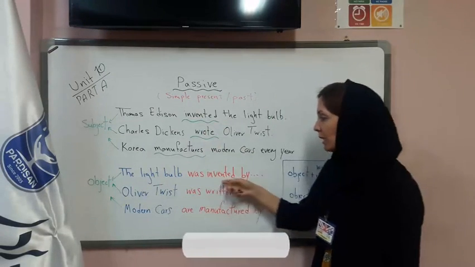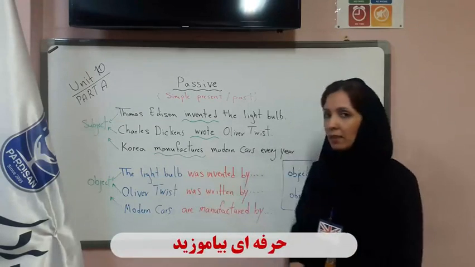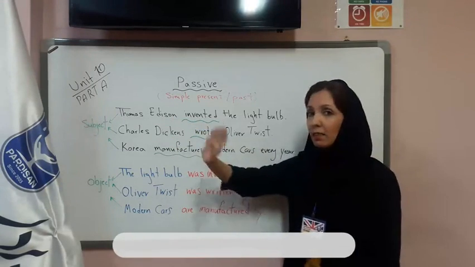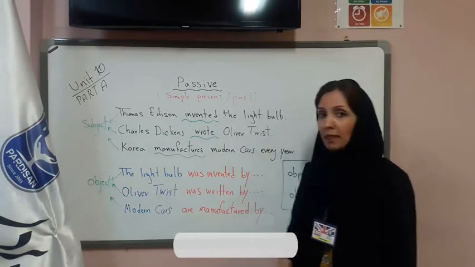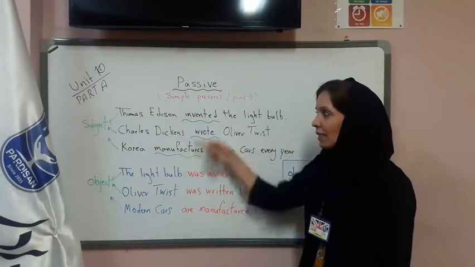The light bulb was invented by Thomas Edison. What is the subject of this sentence? The light bulb. The focus is on the object. Thomas Edison is not important. The light bulb is important. The focus is on the object. The meaning is the same.